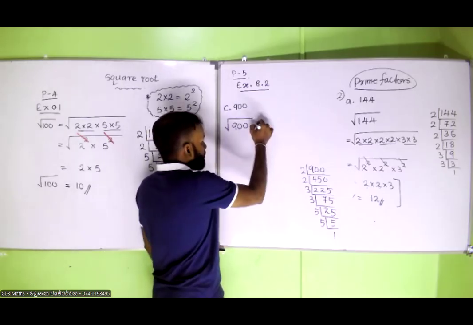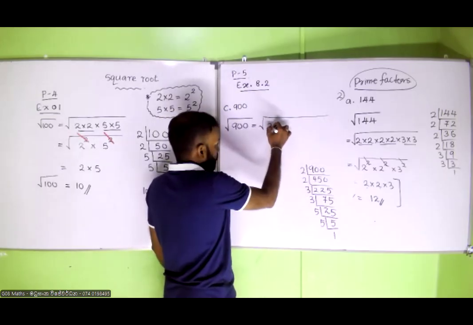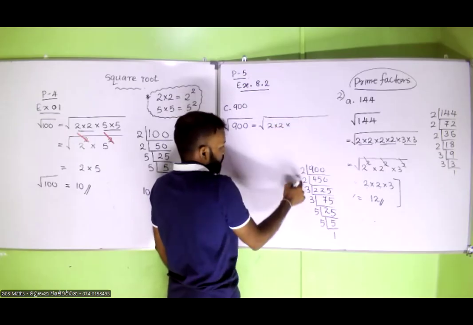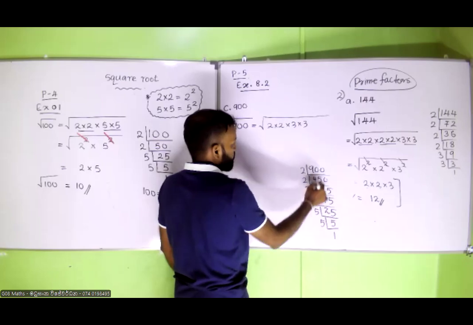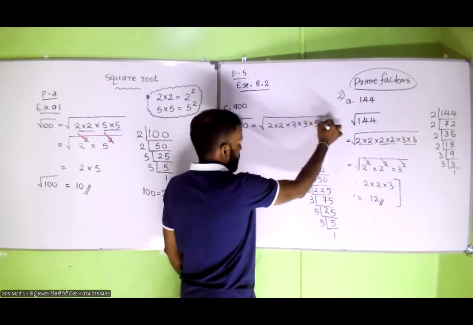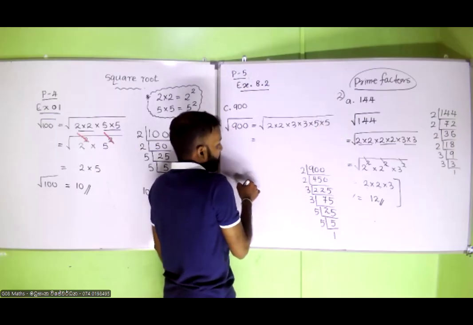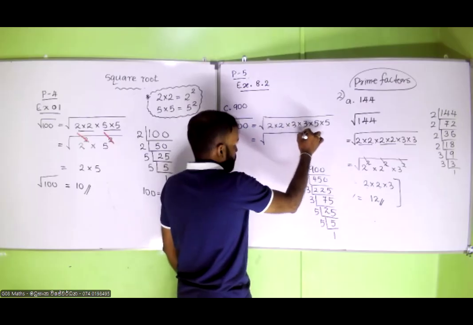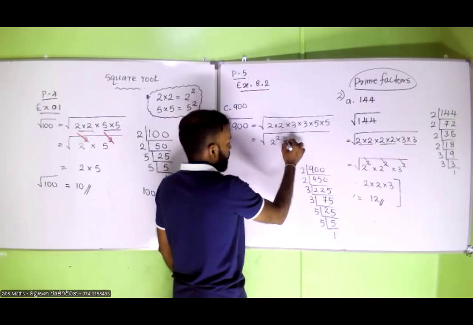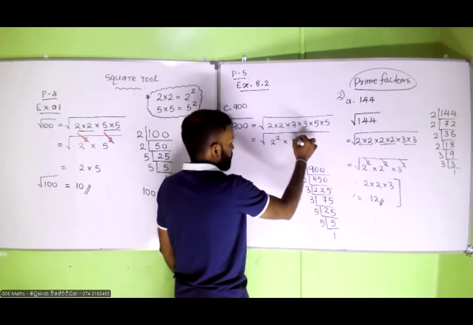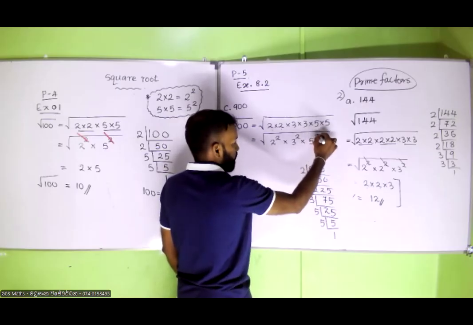Now this is how we represent 900 by using prime factors. So 900 can be written down as 2 times 2, 3 times 3, 5 times 5. Focus on the board, don't write. Square root of 2 times 2, 2 to the power 2, multiply 3 times 3, 3 to the power 2, multiply 5 times 5, 5 to the power 2.